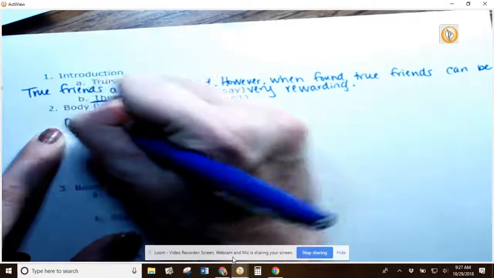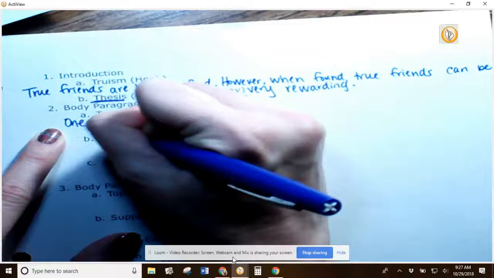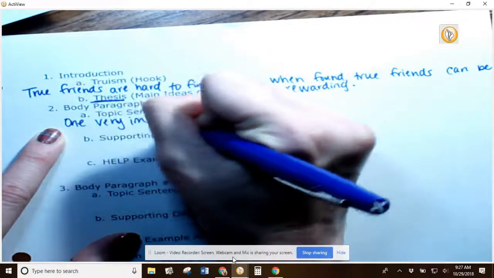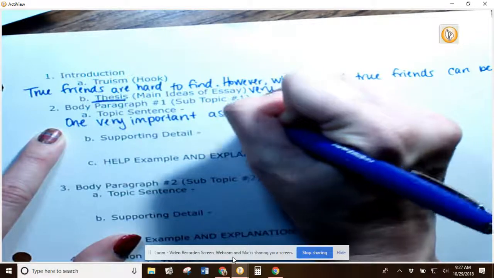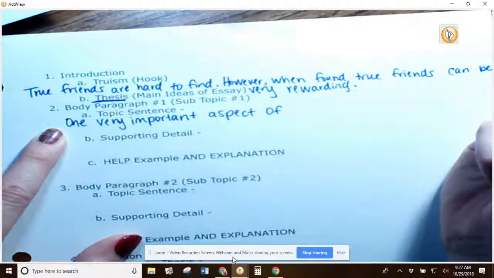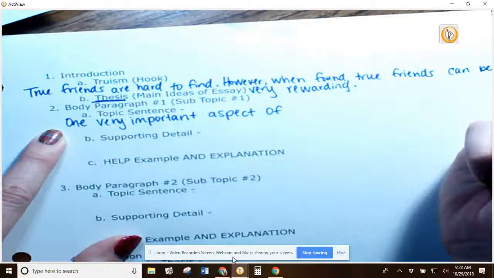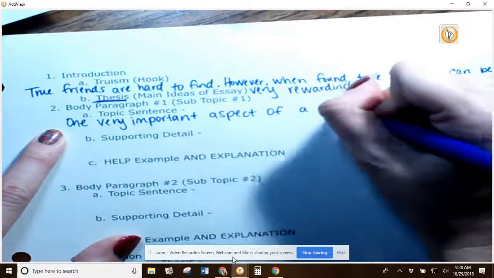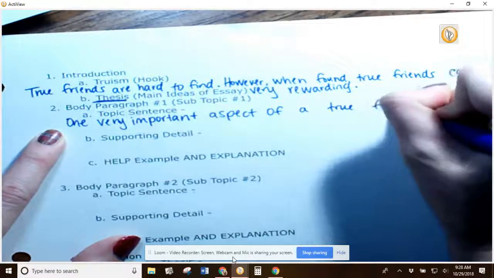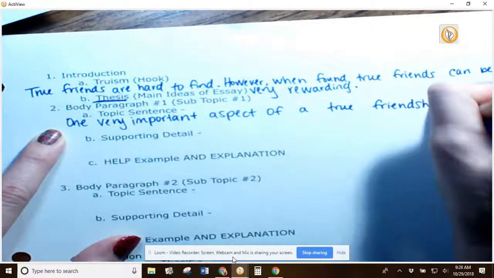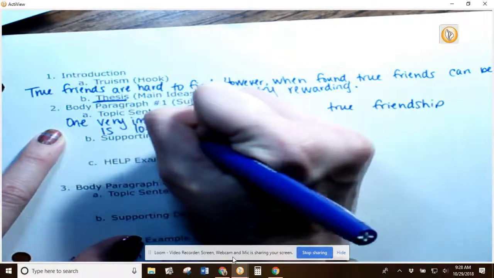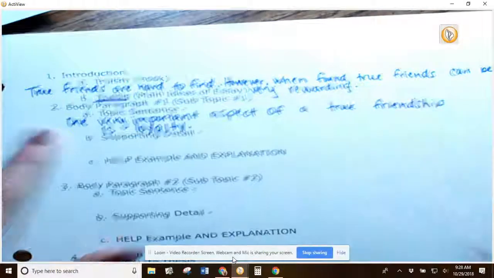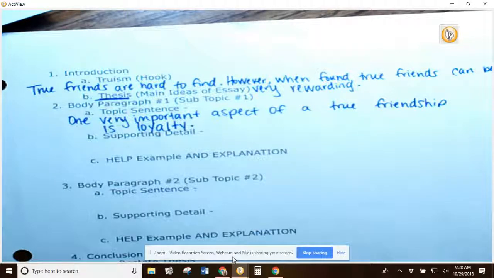So our first topic sentence needs to be something like, one very important aspect, or part, or trait, or characteristic, lots of different words you could use, of a true friendship is loyalty. So everybody who reads our essay knows, okay, this paragraph is going to be about why loyalty is important.